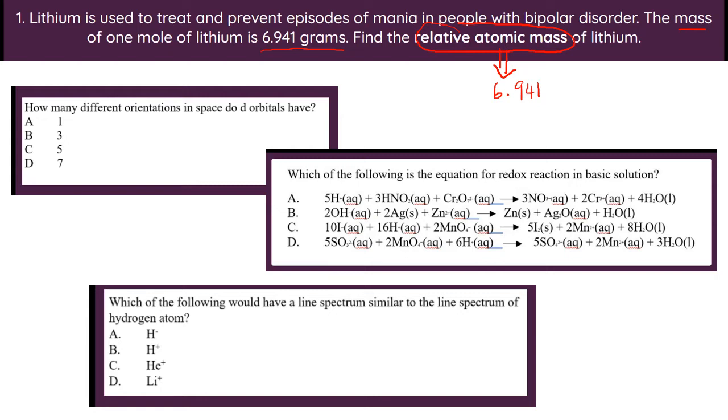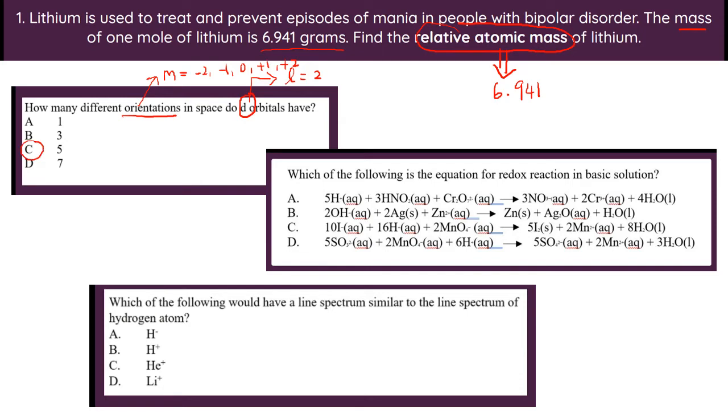Next question, how many different orientations in space does the d orbital have? For the d orbital, we know that L equals 2, and orientation is referred to by M. So if L equals 2, M will equal negative 2, negative 1, 0, positive 1, and positive 2. So altogether we have 5 orientations.